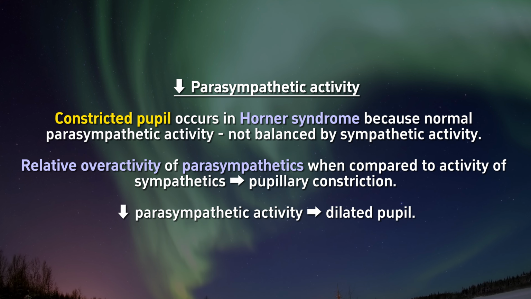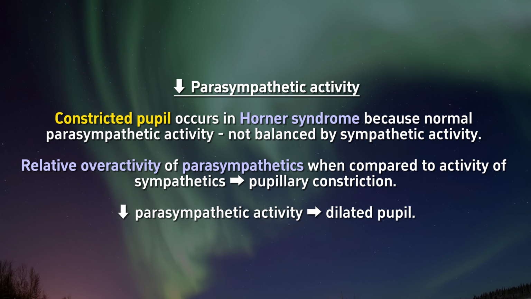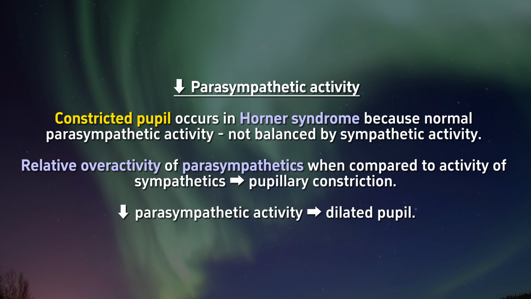Choice D. A constricted pupil occurs in Horner syndrome because the normal parasympathetic activity is not balanced by the sympathetic activity. This relative overactivity of parasympathetics when compared to the activity of sympathetics leads to pupillary constriction. Decreased parasympathetic activity would be expected to cause a dilated pupil.